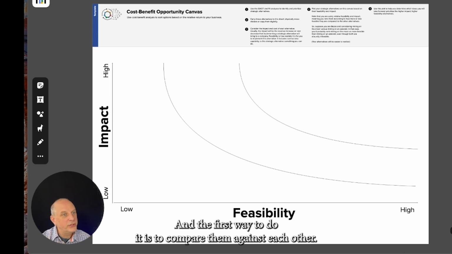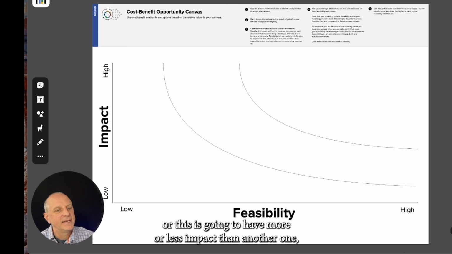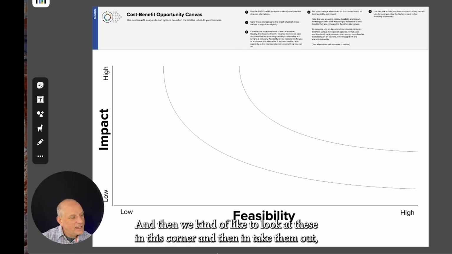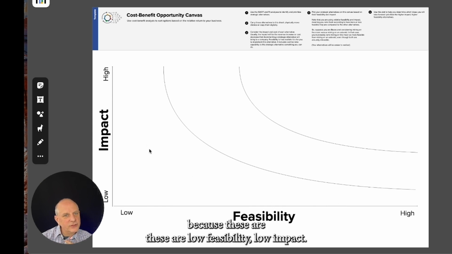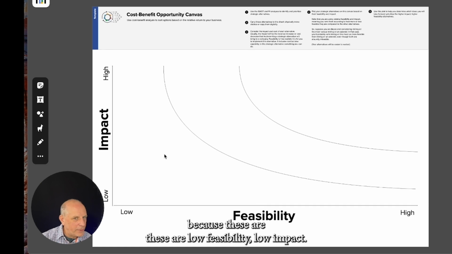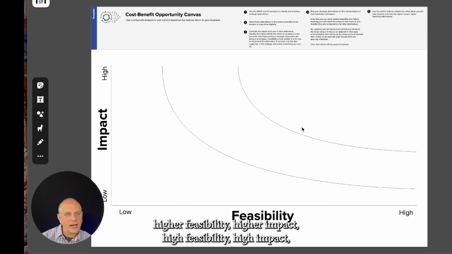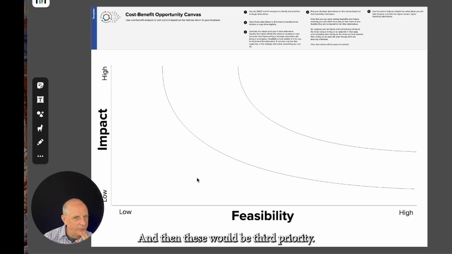And the first way to do it is to compare them against each other. So you'd say, well, this is more or less feasible than another one. Or this is going to have more or less impact than another one. And you end up with a nice spread of your alternatives or actions on the canvas. And then we kind of like to look at these in this corner and take them out, because these are low feasibility, low impact, right? But as you start to move up into this category, higher feasibility, higher impact, high feasibility, high impact, these are probably your high priority, moving down into this area, and then these would be third priority.